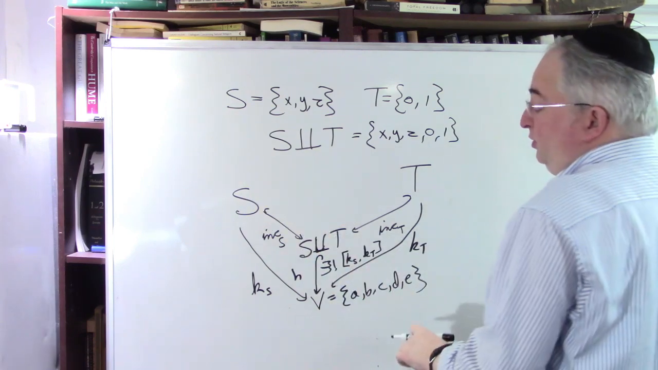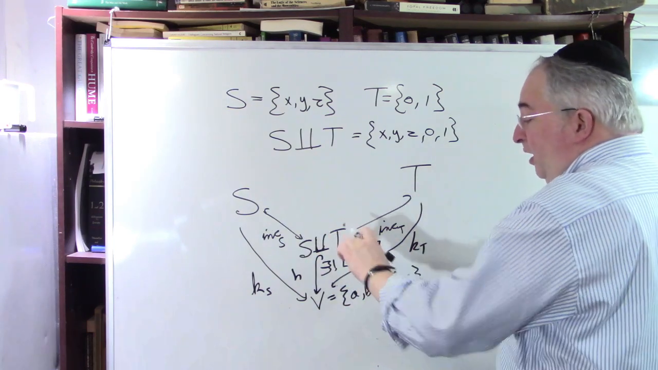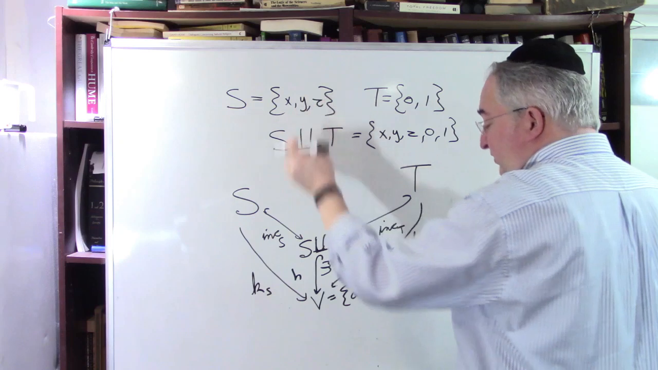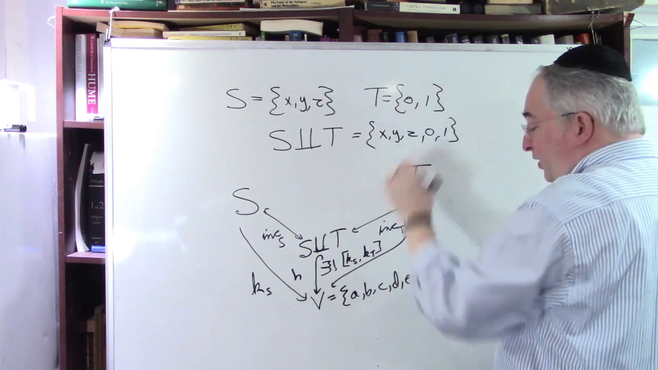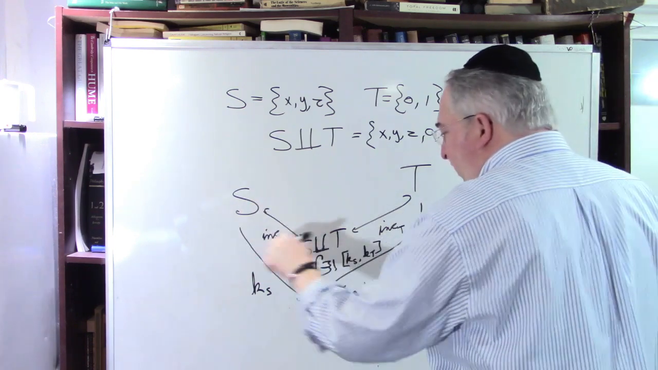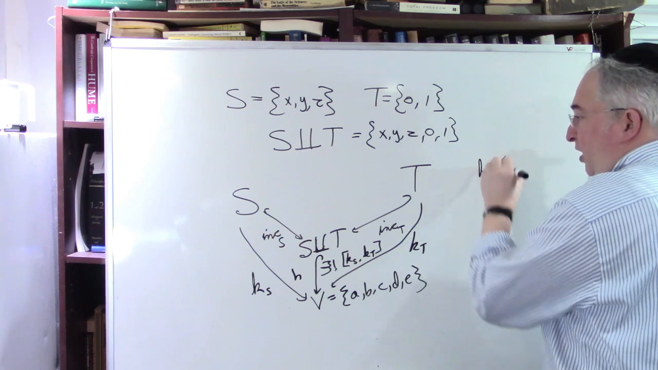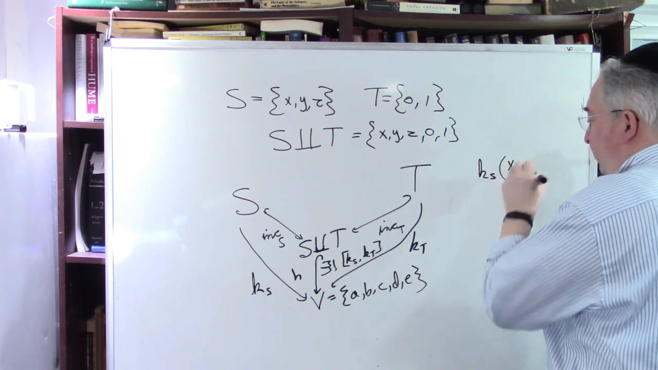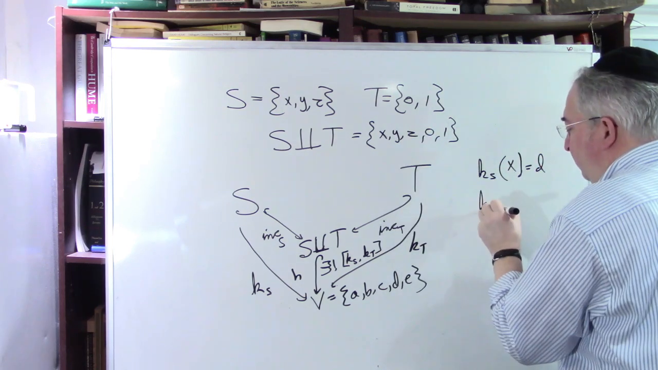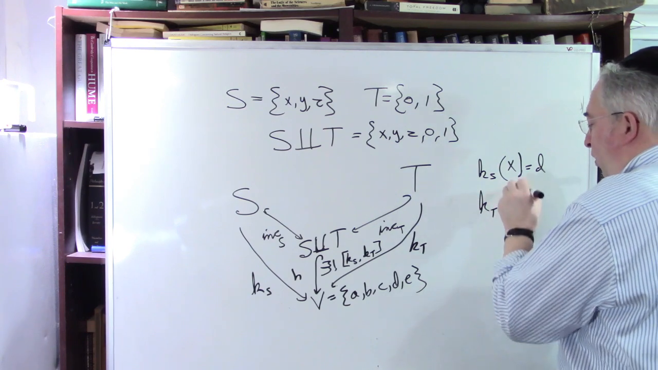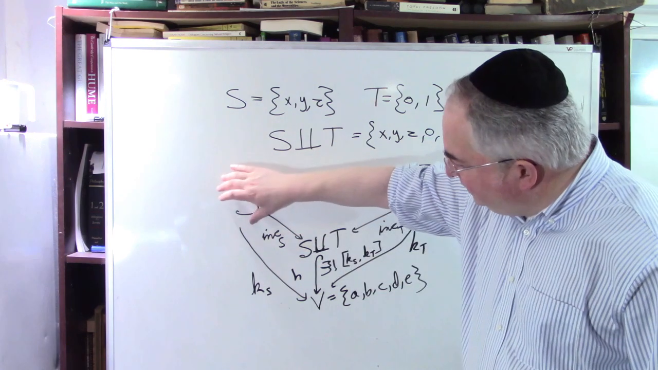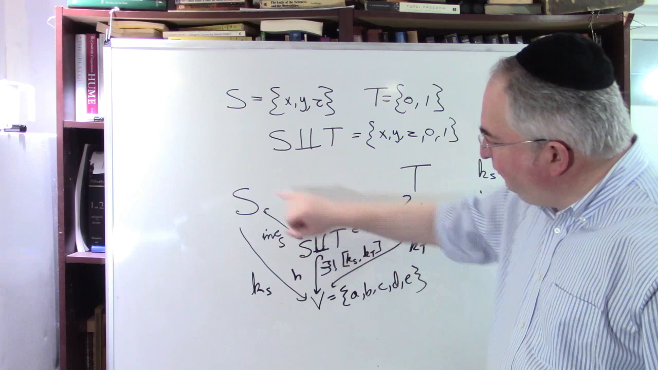Yes, S includes into S disjoint union T, T includes into that, but these, the K of S and K of T, are not inclusions because S has X, Y, and Z. There's no X, Y, and Z here. T has 0, 1, there's no 0, 1 here. So these are just arbitrary functions. And you can say as follows, K sub S of X is equal to, I don't know, D, and K sub T of 1 is equal to, I don't know, B. The main point, these two maps give values for here.